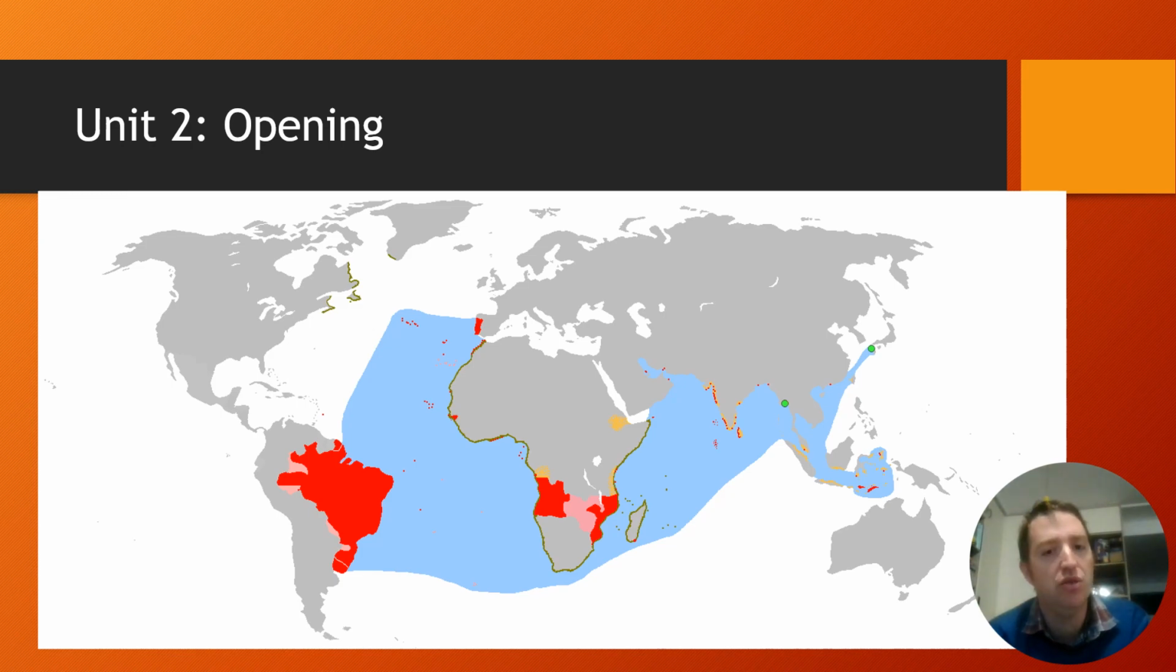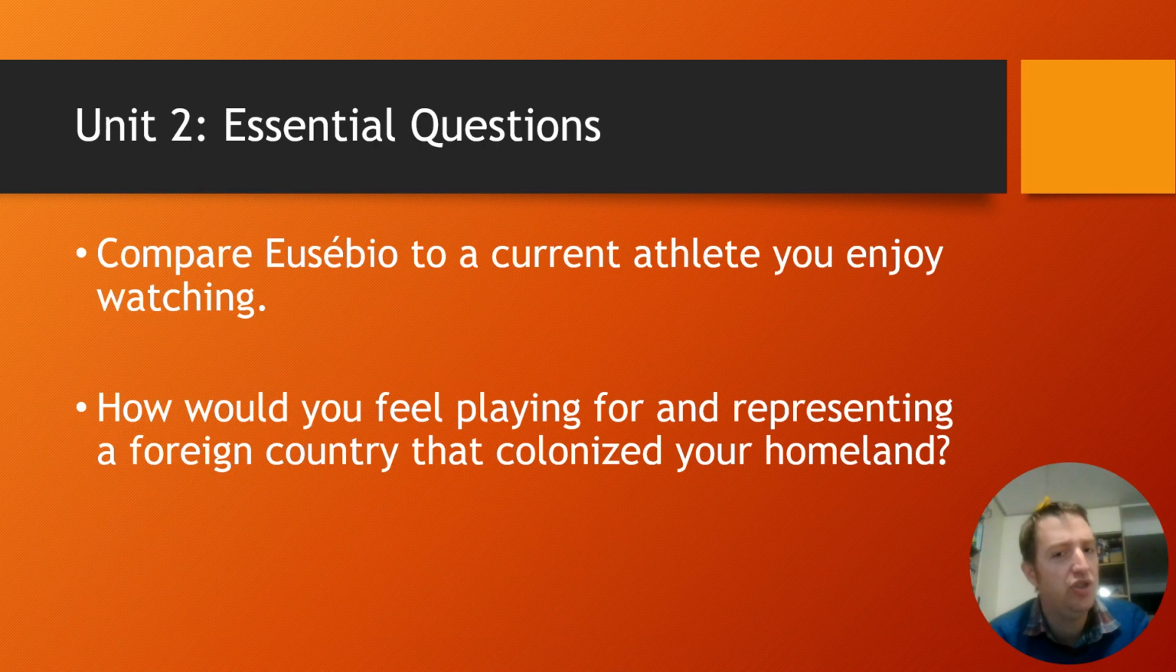And then this would lead into one of the essential questions where I might open up with this, or I might end the lesson with this. But compare Eusebio to a player that you enjoy. That's basic, that's easy enough. But this one here is like, how would you feel representing a foreign country that colonized your homeland? That's probably a heavy topic that they've never really thought of before. And I think that would be a good way to make them think about a little more of the global picture, the bigger ideas, a little bit of history stuff.